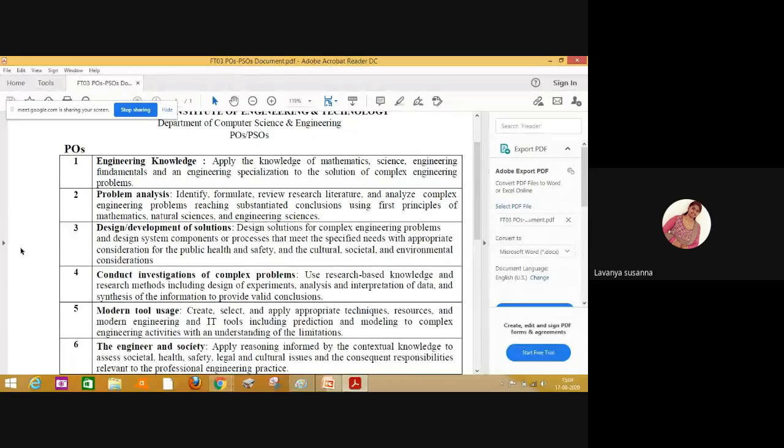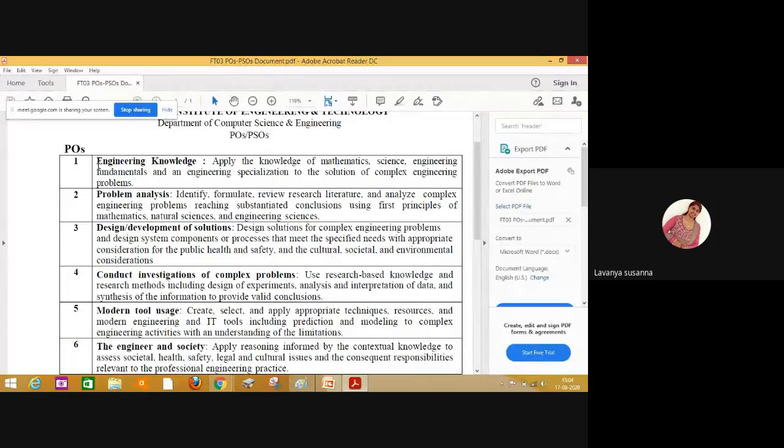Next, I have connected this CO to PO3. Your PO3 is design or development of the solution, as a solution has to be developed for a given problem on searching and sorting. Okay, you need to develop the solutions for a given problem on searching and sorting by using some techniques. So I have mapped this CO to this PO3.